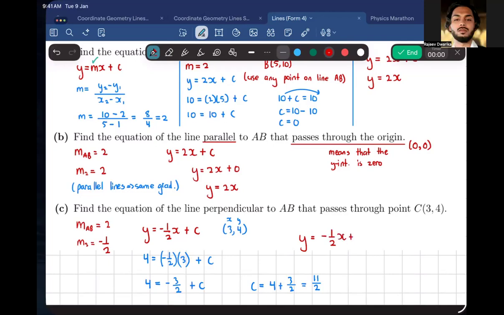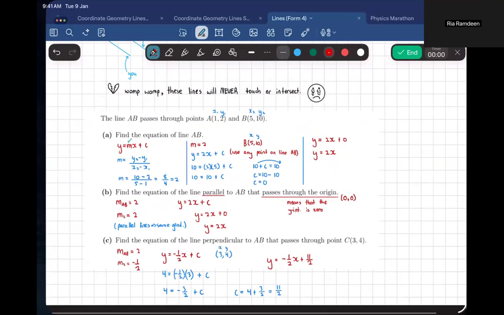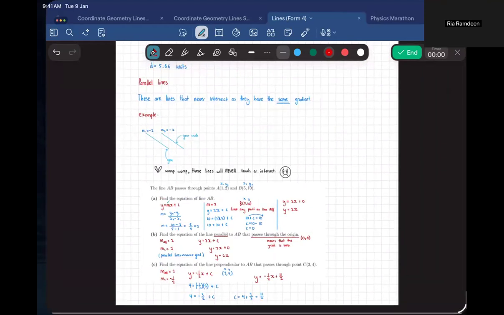So I feel like you get the general gist of it, right? In all of the questions, you find the gradient first, then you need to find C. To find C, you need a point on the line. That's the whole process. So how are you feeling about lines? You okay? Yeah. Okay, nice.